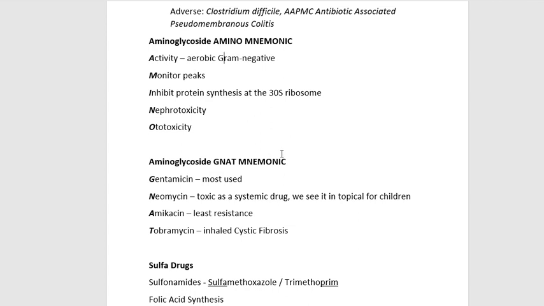Okay. Then if we remember what the aminoglycosides are, we just use the mnemonic GNAT. So gentamicin is the one we see the most. It's really inexpensive. Neomycin, we see it's toxic systemically, but we see it topically, safe enough for children in Neosporin. Amikacin, we see the least resistance to. And tobramycin is kind of cool in that it has an inhaled form that we can use for someone that might have cystic fibrosis, which can be a condition that really welcomes infections, and it's nice to have something like tobramycin.